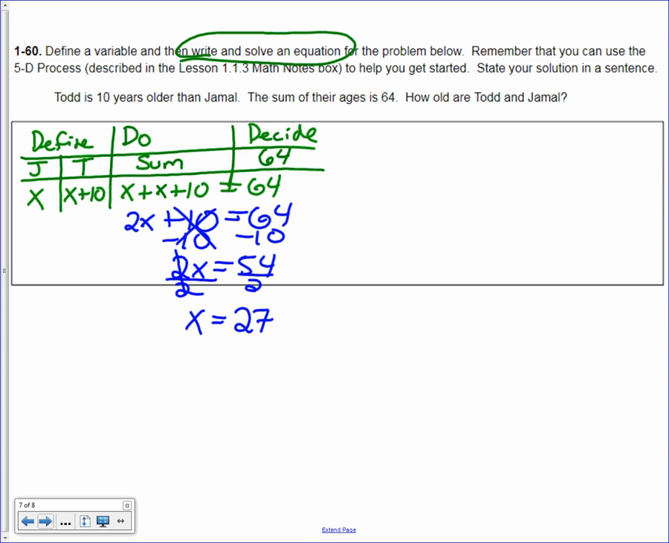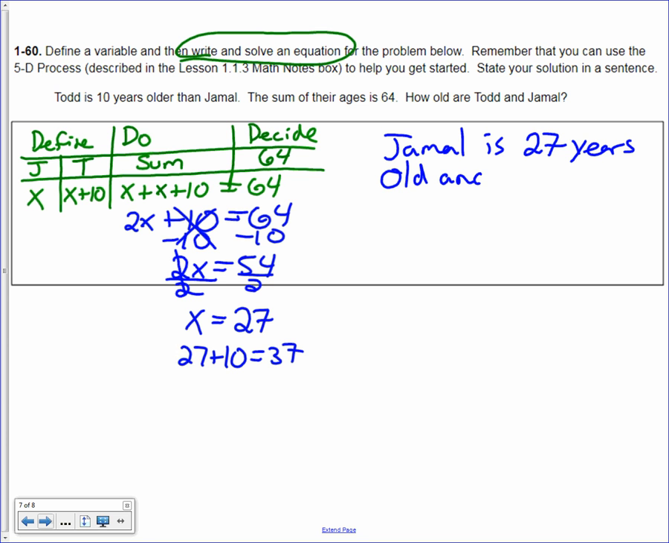If I add 27 plus 10, I get 37. So Todd is 37. So in a complete sentence, I would say Jamal is 27 years old. And Todd is 37 years old.